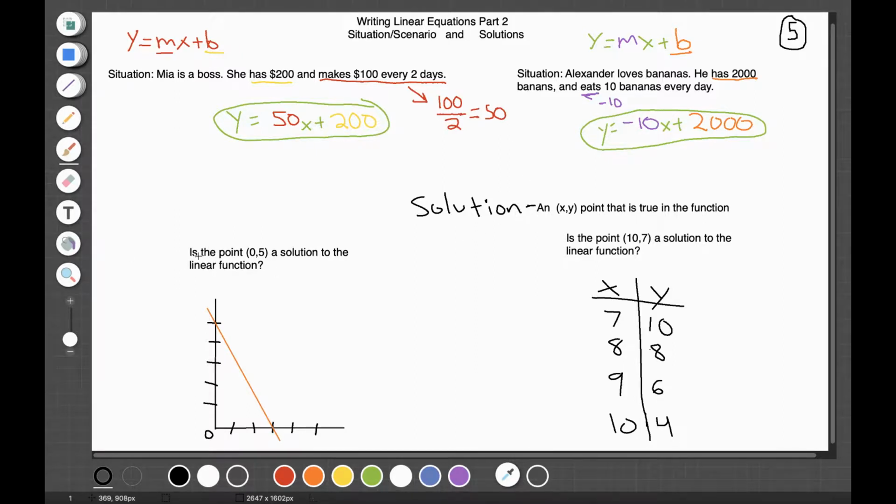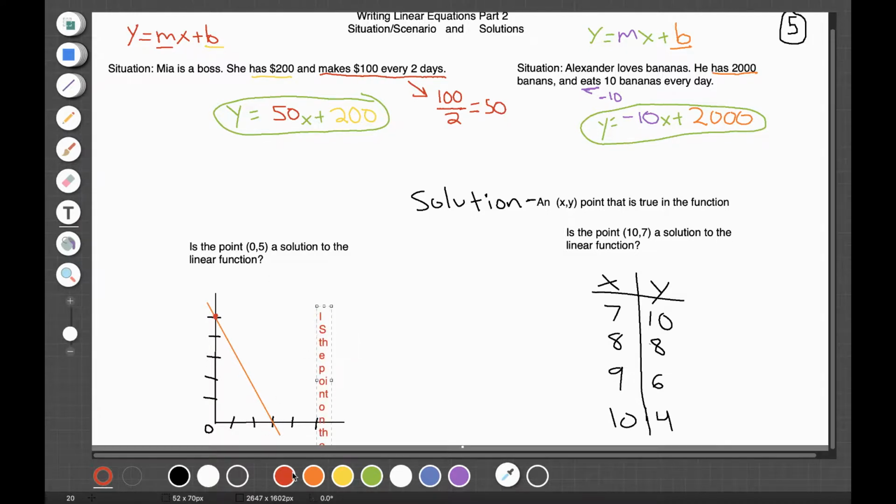So it asks, is the point 0,5 a solution to the linear function? Well, let's go find that point 0,5. Here's 0. That's my x. We're going to go up to 5. That point is right here. Is that point on the line? The question really is, is the point on the line? Well, in this case, yes, it is. So the answer is yes.